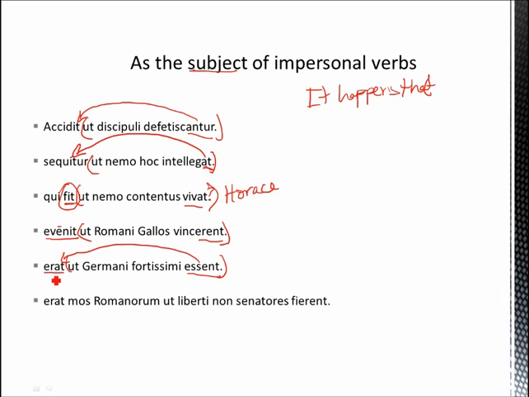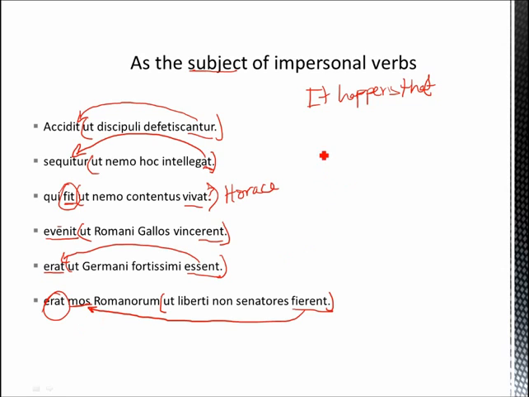And finally, another really pretty common Roman concern is the idea of mos, custom. So erat mos Romanorum. It was the custom of the Romans. What was the custom of the Romans? Ut liberti, that freedmen, non senatores fierent, that freedmen did not become senators. So here's our subjunctive because our main verb is in a secondary tense.